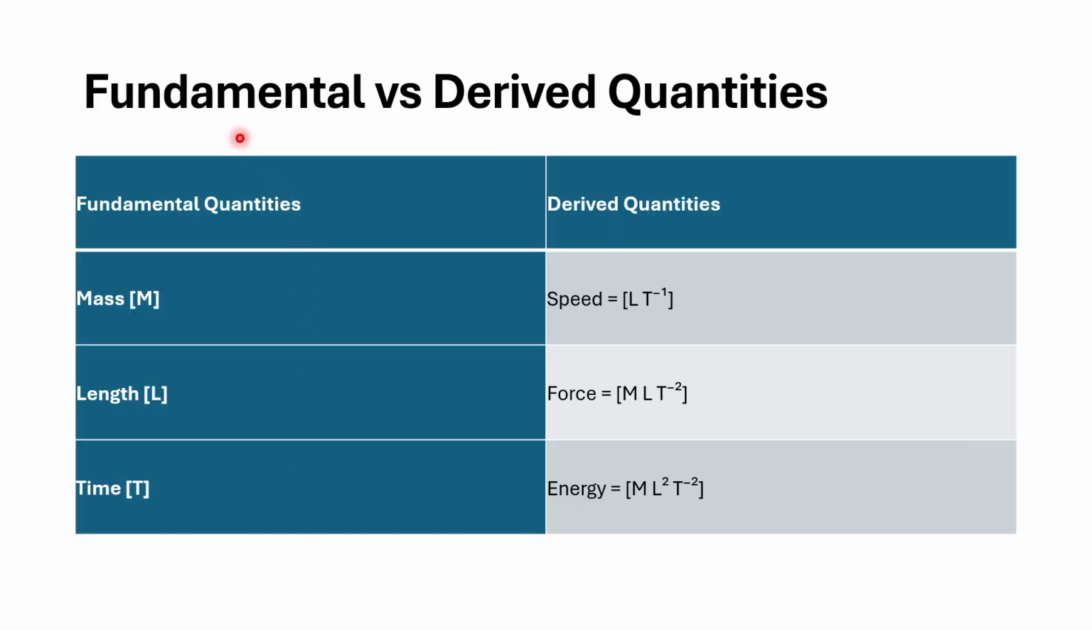Here we have some other examples of fundamental and derived quantities. Mass is only M, length is L, and time is T. Here are the derived quantities: the fundamental ones combined together make derived quantities. Speed, force, and energy are all examples of derived quantities' dimensions.